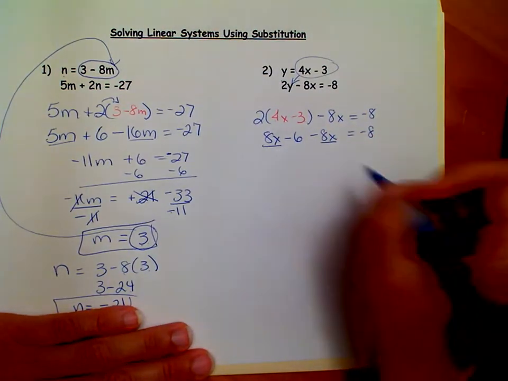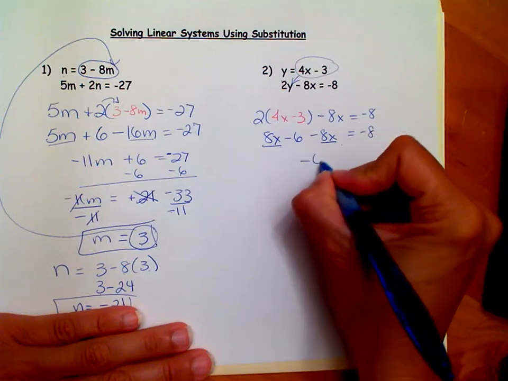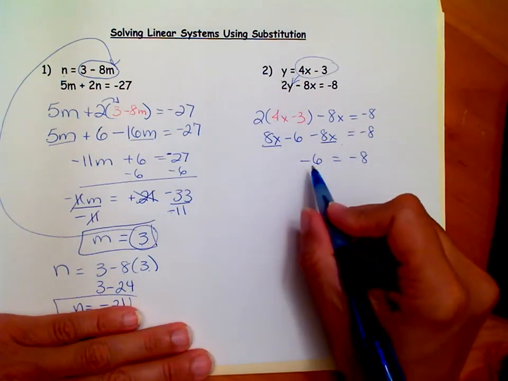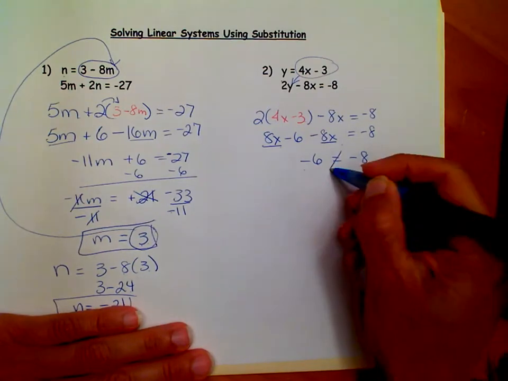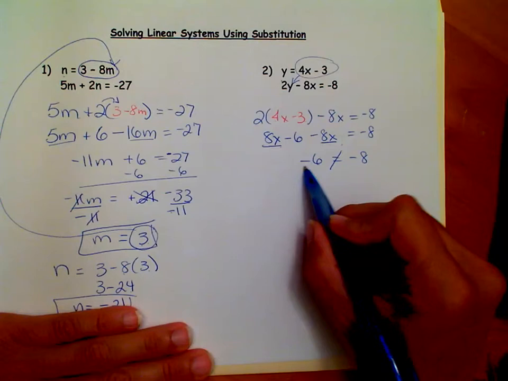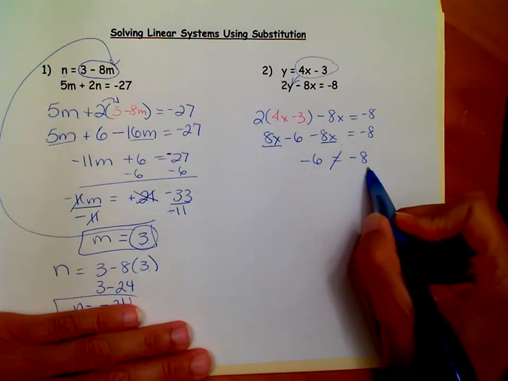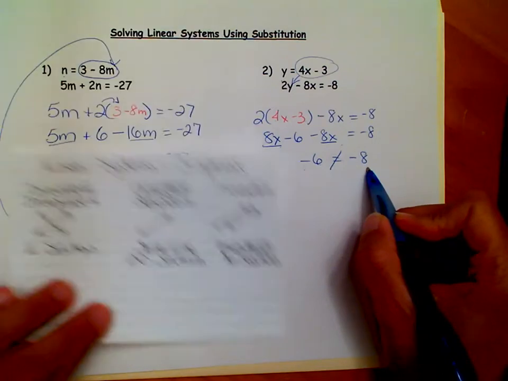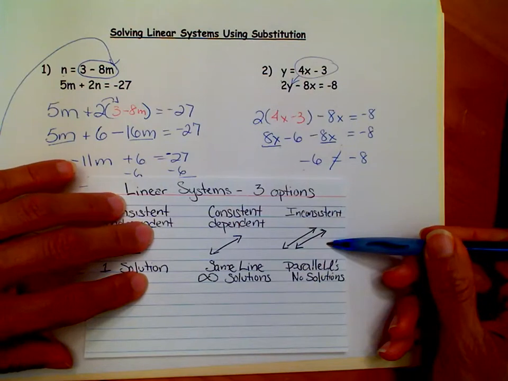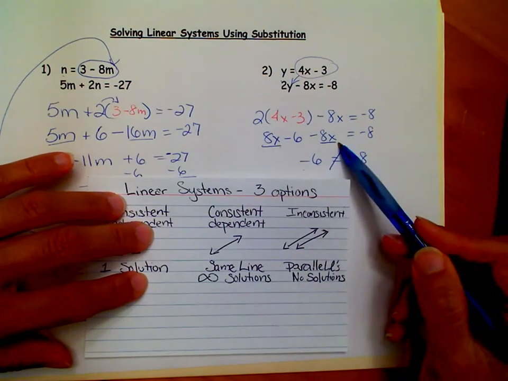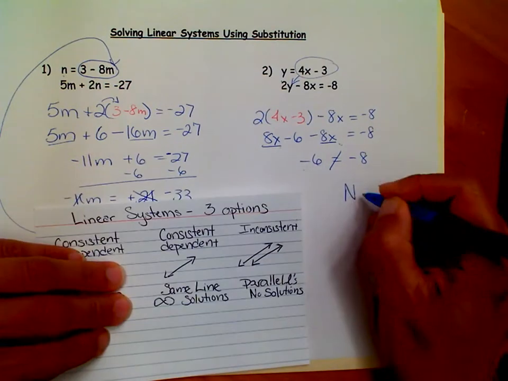These are like terms. 8x minus 8x is 0. 0 minus 6 is negative 6. Does negative 6 equal negative 8? No. My x's canceled out, and I get negative 6 equals negative 8. That is impossible. It is not true. It's inconsistent. So that's how I know that the lines are parallel. When the x's cancel out and I get things that are not equal, I know my lines are parallel, so I know that there are no solutions.